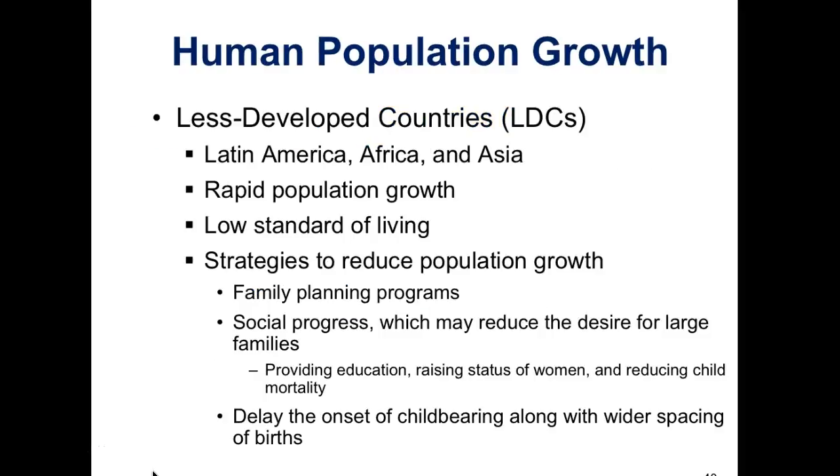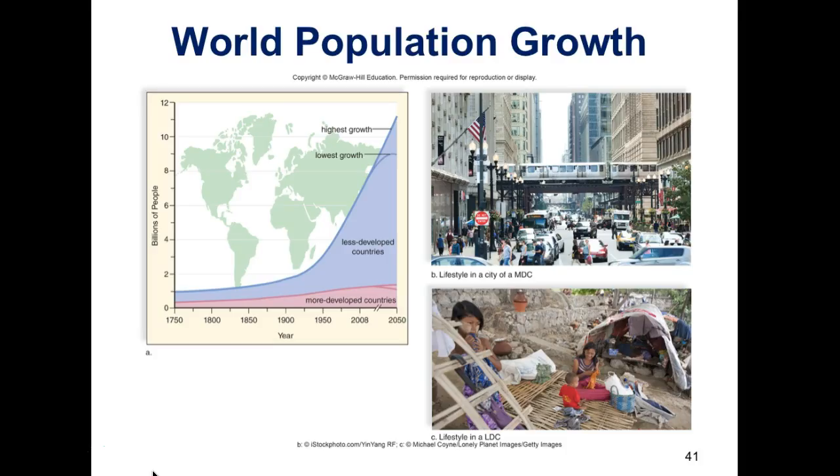In less developed countries like Latin America, Africa, and Asia, there is rapid population growth, you have a lower standard of living, and you have strategies to reduce population growth, such as family planning programs and social progress, which may reduce the desire for large families, such as providing education, raising the status of women, and reducing child mortality. You delay the onset of childbearing, along with wider spacing of births.